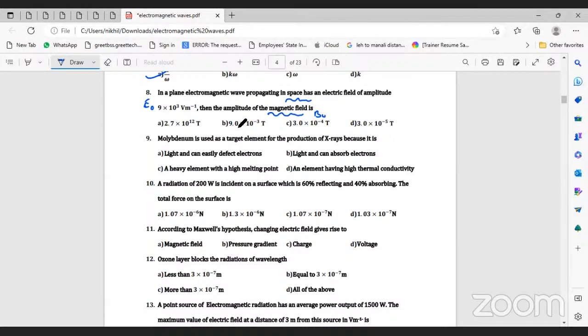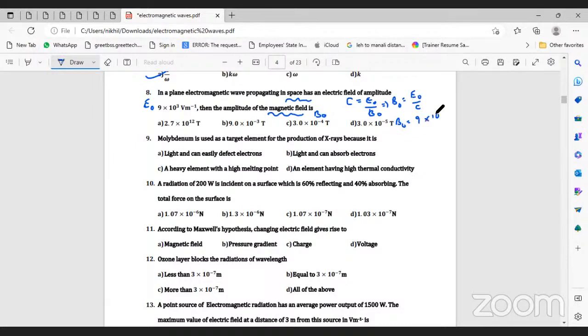Whenever the electromagnetic wave is moving, what is the speed of the electromagnetic wave? The speed of the electromagnetic wave is given by the formula C is equal to E naught divided by B naught. So from this equation, the magnetic field at the peak value, B naught, is equal to E naught divided by C.